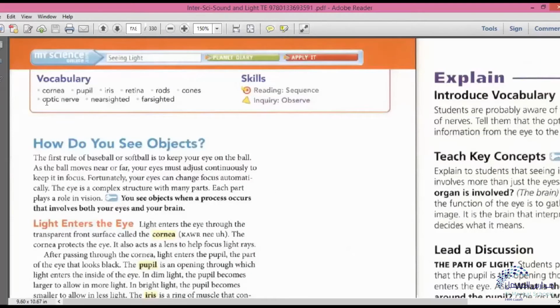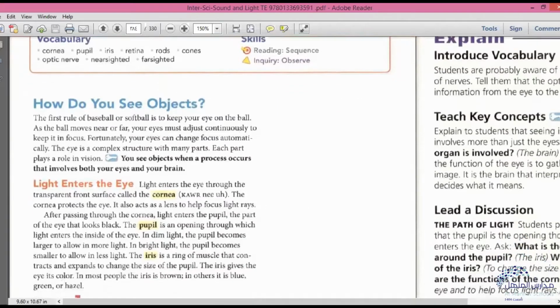We are going to study some new words like cornea, pupil, iris, retina, rods, cones, optic nerve, nearsighted, and farsighted.